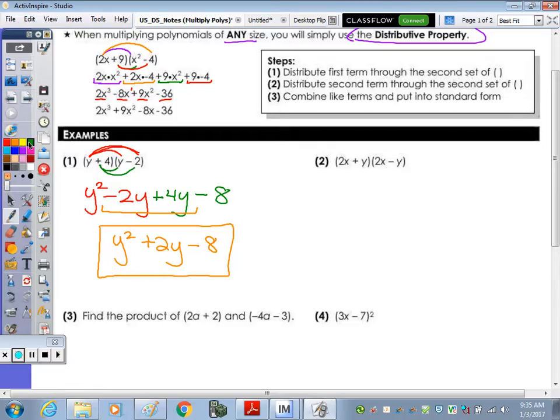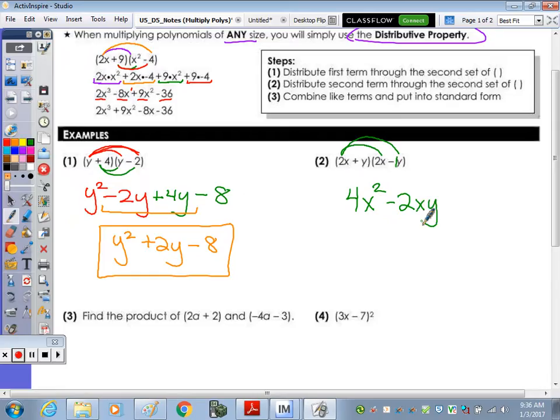All right, number 2. So then starting by distributing the 2x through, so 2x times 2x, multiply the coefficients, 2 times 2 is 4, and then x times x is x squared. Distributing the 2x to that second term in that expression, 2x times negative y, remember there is a negative 1, so 2 times negative 1 would be negative 2, and then x times y, because they don't have a like base, we can't add exponents, we just simply write the xy product.